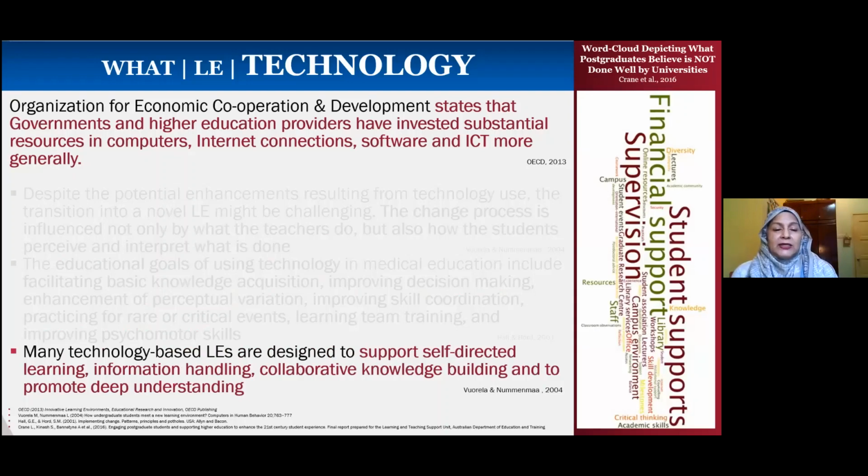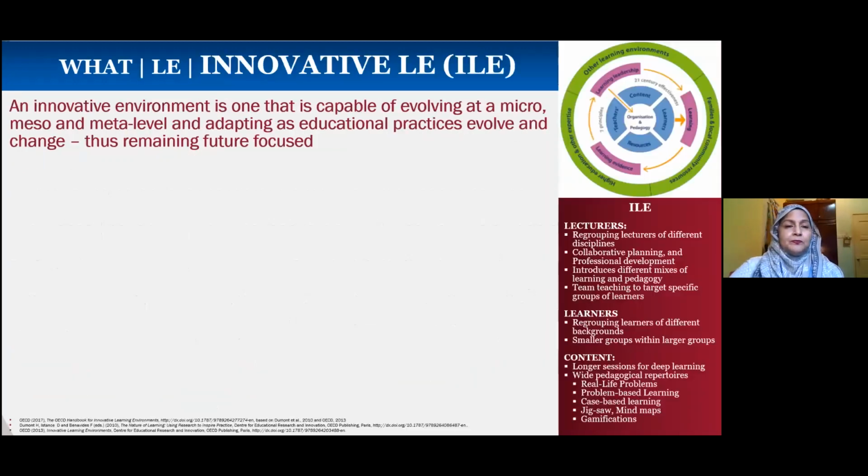Many technology-based learning environments are designed to support self-directed learning, which is the word of the curriculum nowadays, because students being adult learners have to be self-directed, and most of the burden of learning is on the students rather than on the teachers for teaching them. For information handling, collaborative knowledge building, and to promote deep understanding, all these technologies are very, very helpful.